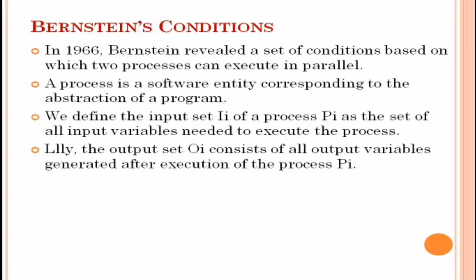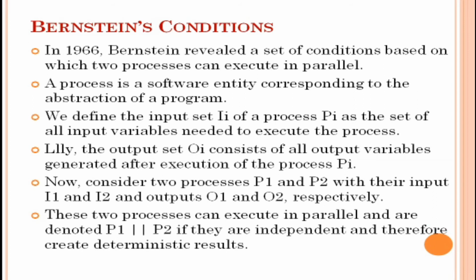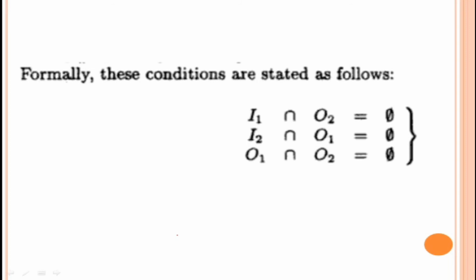Similarly, the output set O consists of all output variables generated after execution of the process P. Now consider two processes P1 and P2 with their inputs I1 and I2 and outputs O1 and O2 respectively. These two processes can execute in parallel, denoted by P1 parallel to P2, if they are independent and therefore create deterministic results. Formally, these conditions are stated as follows, with I indicating inputs and O indicating outputs.